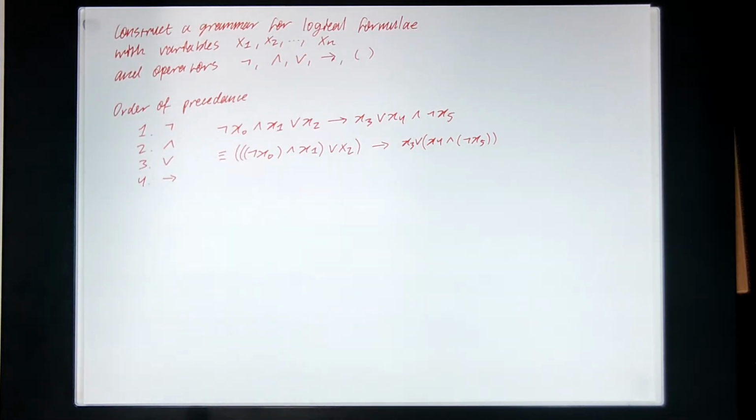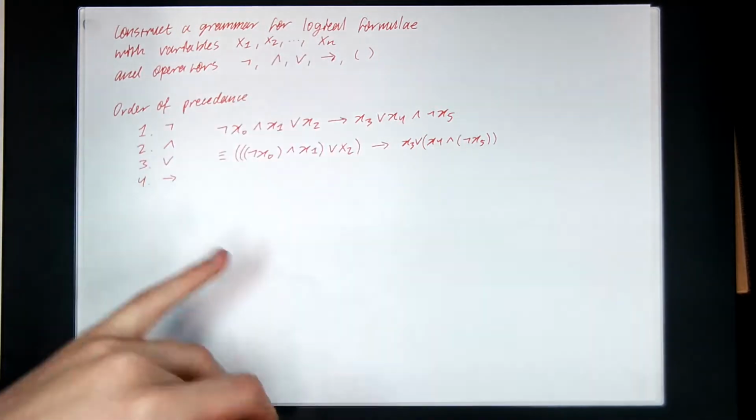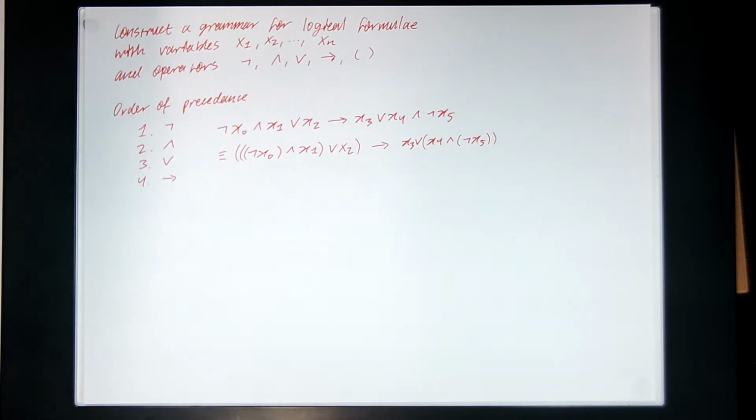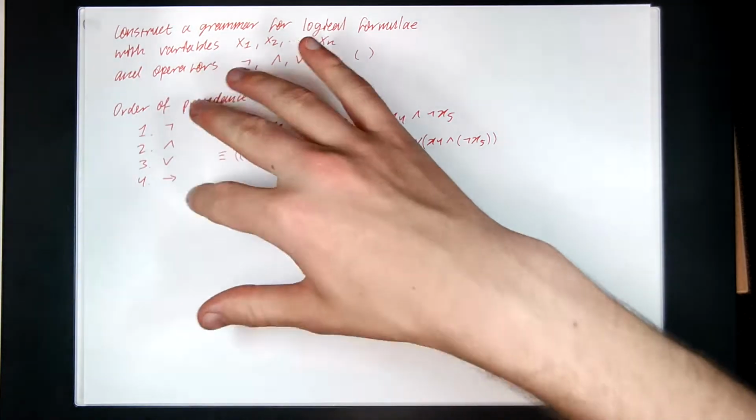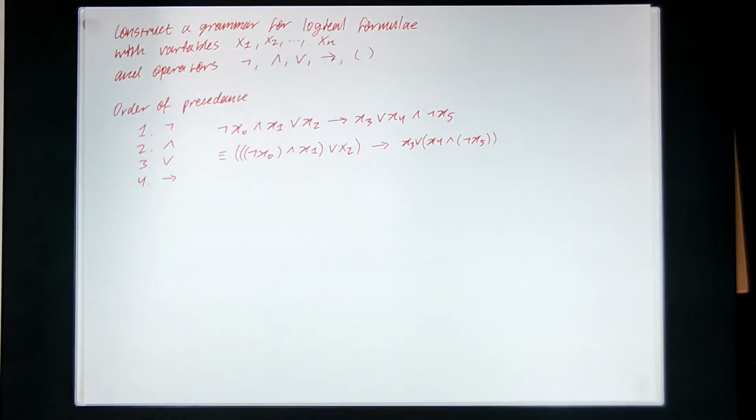So have a go constructing the grammar for a language. The language is the set of all strings that are logical formulae with respect to this order of precedence. Have a go constructing a grammar for it that's unambiguous and respects the order of precedence. And then we'll go through that together. So pause the video, have a go at that now. Okay, I'm going to assume we did that.